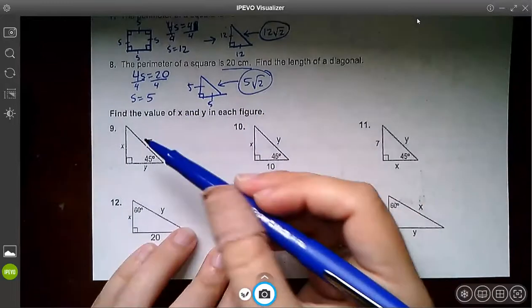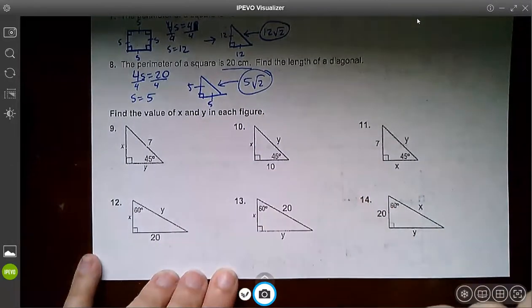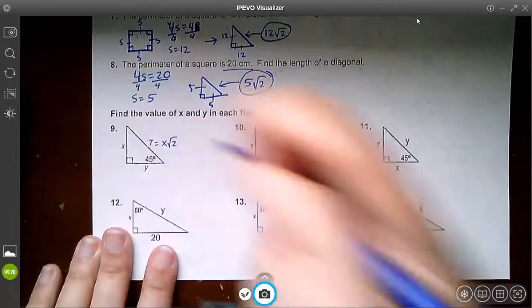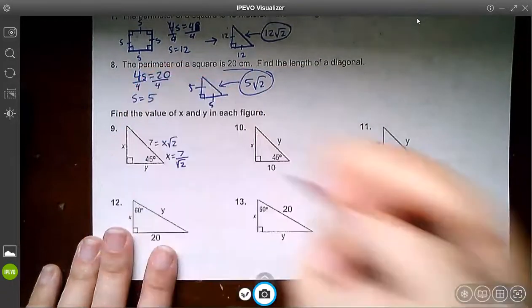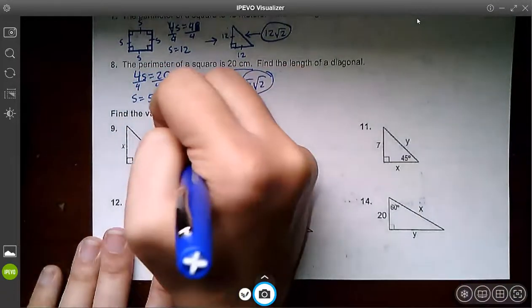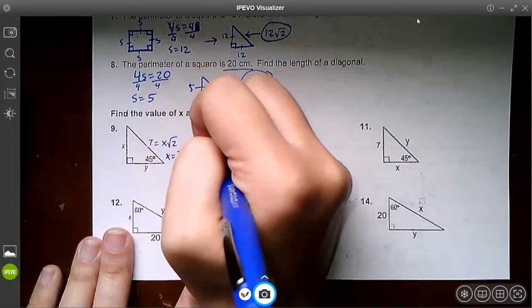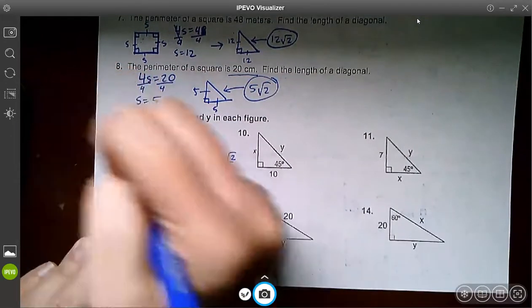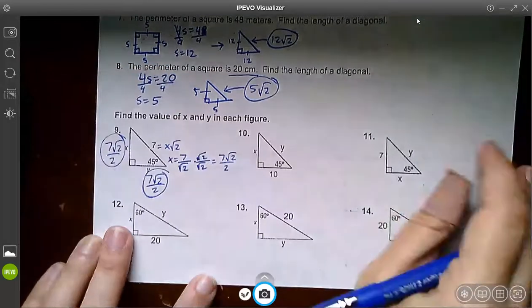Mixed review here, 45, 45, 90 triangles. This one, we have our hypotenuse, so that is going to equal x times the square root of 2. Divide both sides by the square root of 2, and you get 7 over root 2. Rationalize, multiply by root 2 over root 2. And you have 7 root 2 over 2. That's going to be x and y, because this is a 45, 45, 90 triangle.